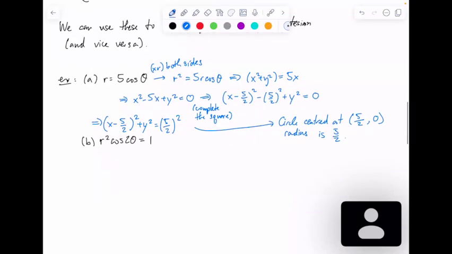Let's try B here. So r squared cos 2 theta is equal to 1. Does anyone know what cos 2 theta is? Raphael says hyperbola. That does turn out to be correct, but let's try and derive that ourselves. So what identity is nice for cos 2 theta?